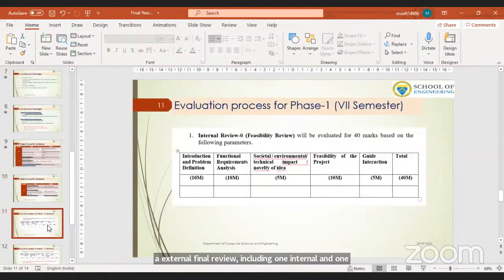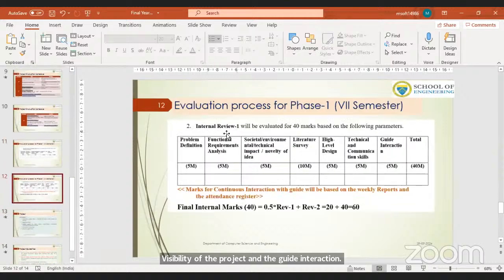Coming to the evaluation process. So the first review, as you can see, we are taking it for 40 marks. Out of that, you will have the introduction to your project definition, the functional requirements, societal impact, as I was telling, that you should take a project which should have a societal or environmental or a technical impact, feasibility of the project, and the guide interaction.